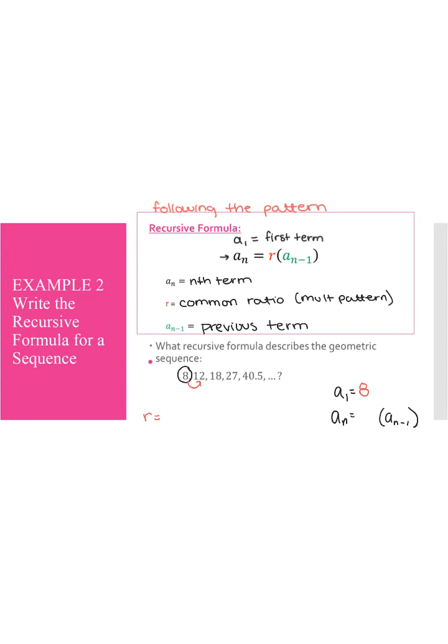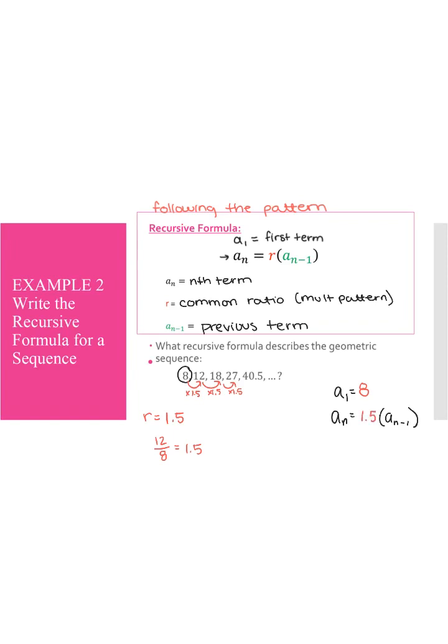So I need to figure out what am I multiplying by to get from 8 to 12, 12 to 18, 18 to 27. And again, that's one I don't happen to know off the top of my head very easily. So I'm going to do some division to figure it out. I'm going to take 12 divided by 8, and that gives me 1.5. And you could check that to make sure that that works for all of these, but in fact it does. So my common ratio here is 1.5. I'm going to plop that into my equation.